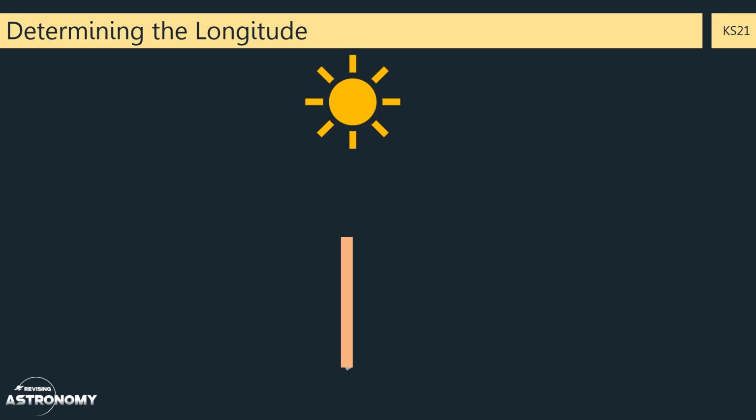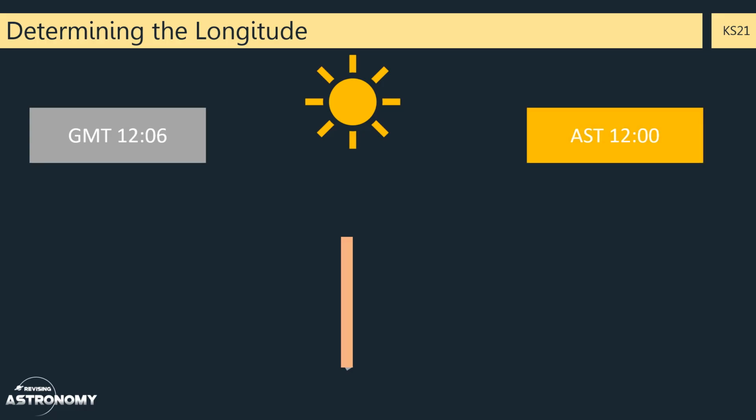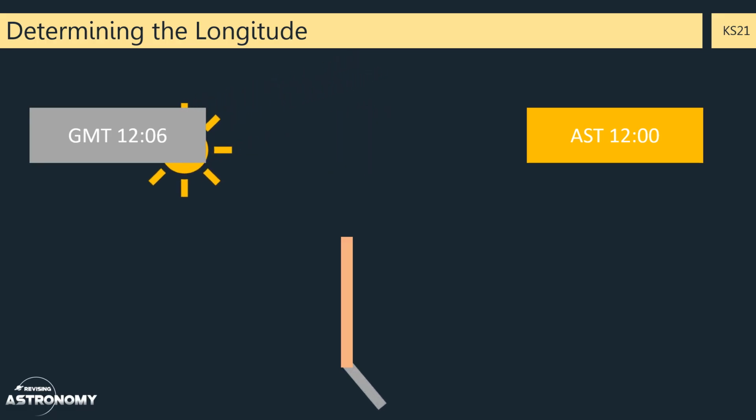Now at this point, when the shadow is shortest, the time in Greenwich Mean Time was 6 minutes past 12. You'd get this by looking at your watch. But the apparent solar time is 12 o'clock, as this is the time when the shadow was shortest. You can see as the day goes on, the shadow starts getting longer again.